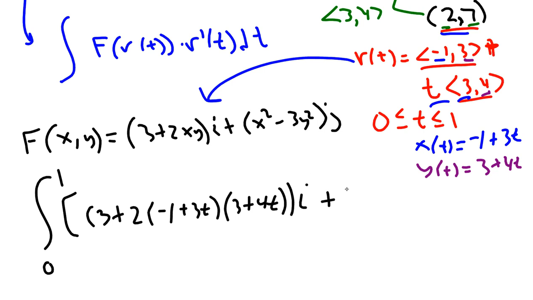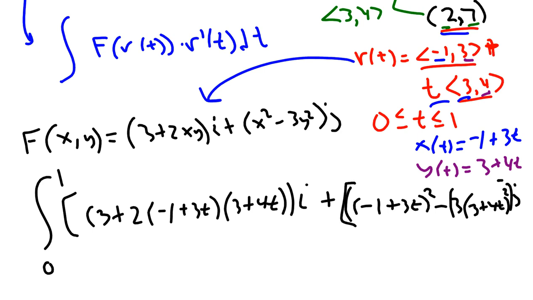plus x squared, which would be (negative 1 plus 3t) quantity squared, minus 3 times (3 plus 4t) squared, times j. And this whole thing is getting multiplied by j. So let's put a big bracket around it. That'll do it.